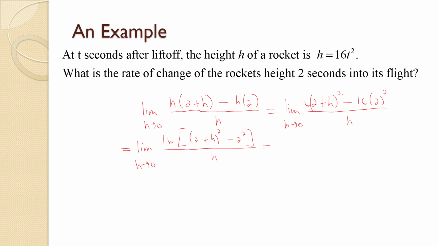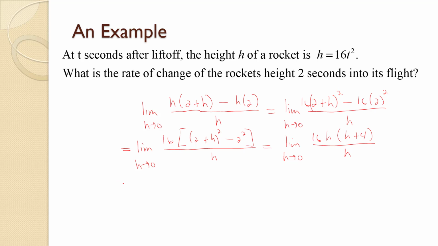Well, now that is equal to the limit as h approaches 0 of 16. Again, just because I'm trying to cheat and get through it quickly, notice that that's actually a difference of squares, so I can instantly factor that. The first factor would be 2 plus h minus 2, which is h. And then I'd have 2 plus h plus 2, that'd be h plus 4. And that's all over my h.